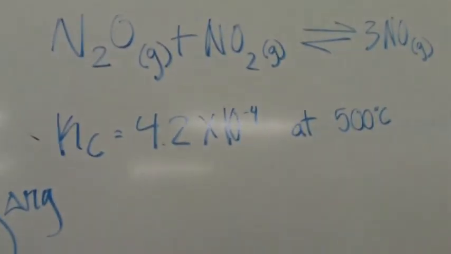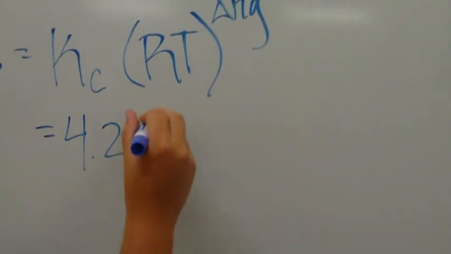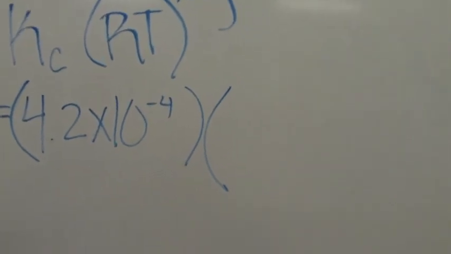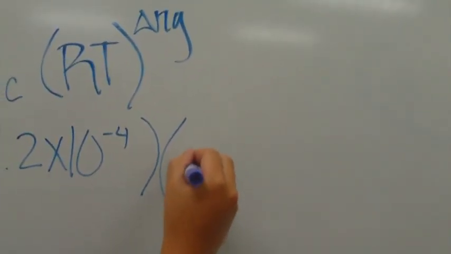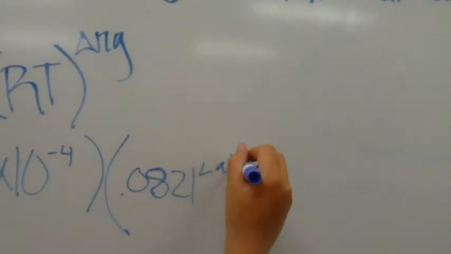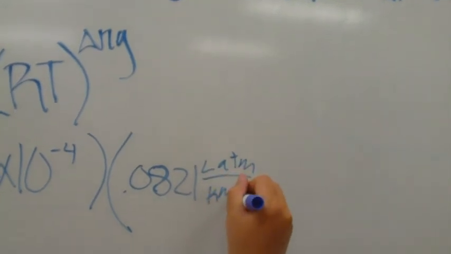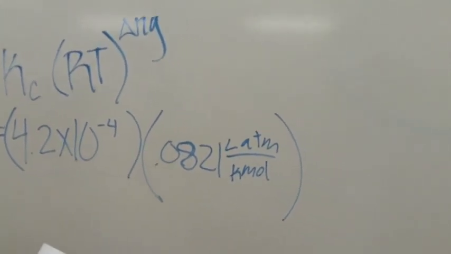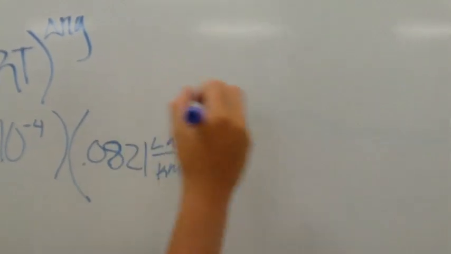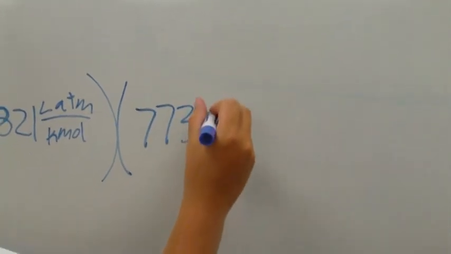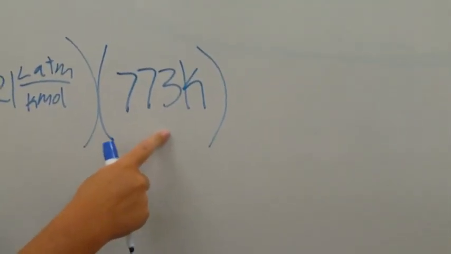Alright, and they give us the Kc right here. This is very helpful. So we'll just plug that in. 4.2 times 10 to the -4 times RT. R is 0.0821, times, they said 500 degrees Celsius, which equates to 773 Kelvin.